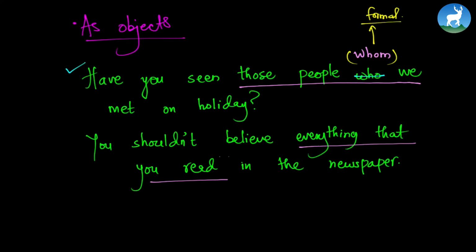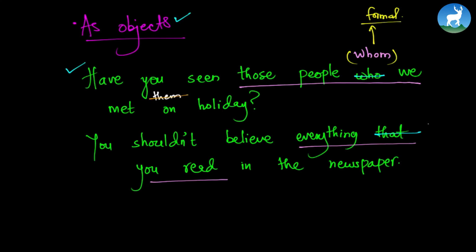You shouldn't believe everything you read in the newspaper, so there's no need to write that. But if you write that, it's okay, no problem. The relative pronoun is the object of the clause, and in this case, the relative pronouns are acting as objects, not as the subject. So we do not repeat the object. We do not say something like, have you seen those people who we met them on holiday. So no need to say them. We don't repeat the object.